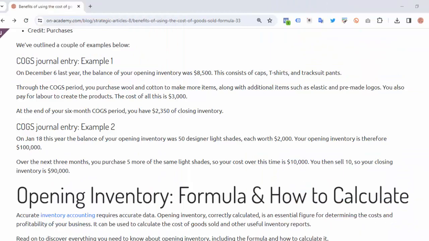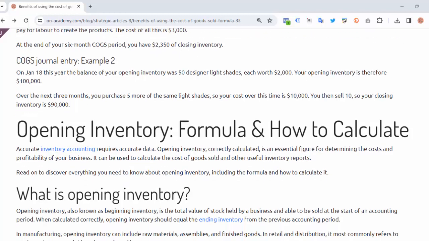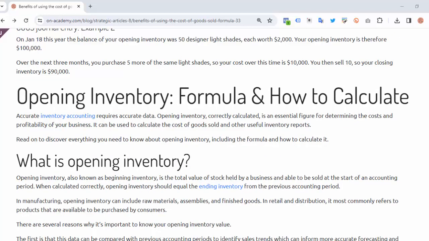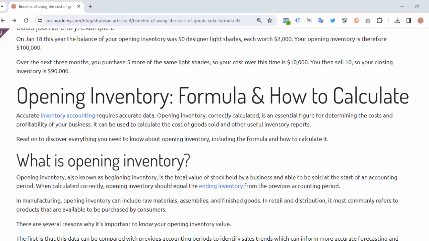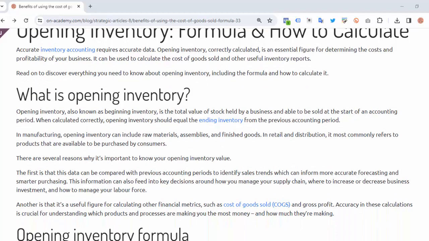The first is that this data can be compared with previous accounting periods to identify sales trends, which can inform more accurate forecasting and smarter purchasing. This information can also feed into key decisions around how you manage your supply chain, where to increase or decrease business investment, and how to manage your labor force. Another is that it's a useful figure for calculating other financial metrics, such as cost of goods sold (COGS) and gross profit. Accuracy in these calculations is crucial for understanding which products and processes are making you the most money and how much they're making.